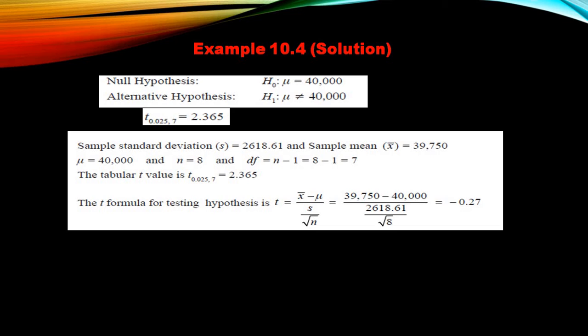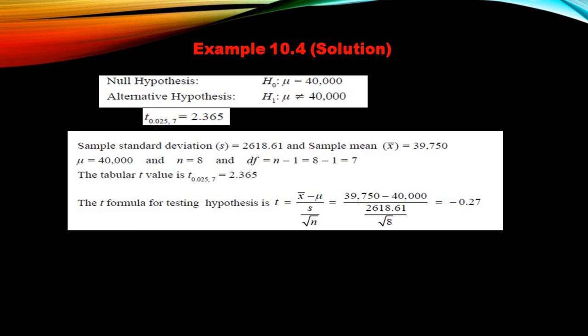Now, the tabulated value for T at the given level of significance, that is the significance level of 5%, is 2.365. We are doing a two-tailed test. You can see in the alternate hypothesis we have mentioned not equal to. So when it's not equal to, we are going to test it on both tails, the right tail as well as the left tail. So the T for 5% level of significance is going to be 2.365.